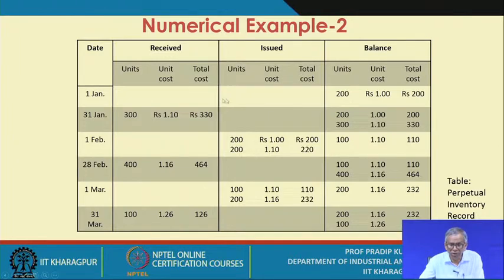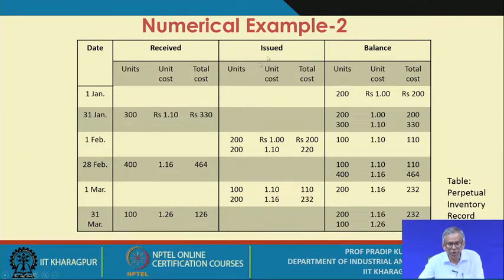So, on 1st January this is your starting inventory. That means you have a balance of 200 units, and the corresponding unit price is 1, and the total cost is 200. Okay. Now, on 31st January you have purchased 300 units with a price of 1.1 per unit. So, the total cost is 330. So, this cost is added, that means it becomes 200 plus 330.